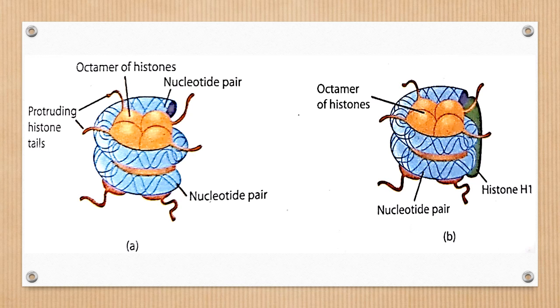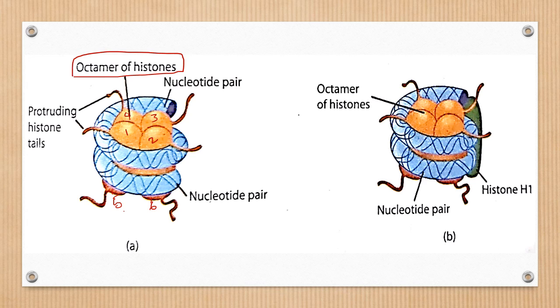So let's see the histone octamer here. This is 1, 2, 3, 4, and another 4 are present behind that. Down here we can see another 2, that means 5, 6 histones, and another 2 are present inside it. In total, 8 histone molecules are organized to form the octamer.